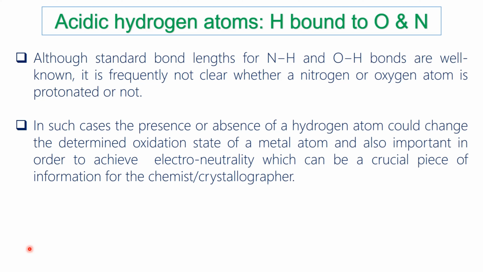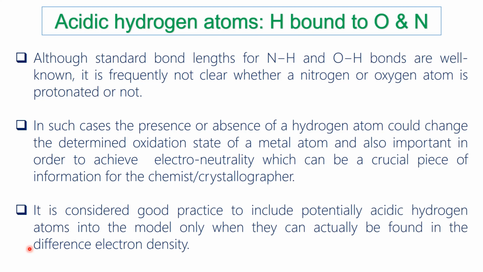In such cases, the presence or absence of a hydrogen atom could change the determined oxidation state of a metal atom, and is also important in order to achieve electron neutrality, which can be a crucial piece of information for any chemist or crystallographer. It is considered good practice to include potentially acidic hydrogen atoms into the model only when they can actually be found in the difference electron density map.